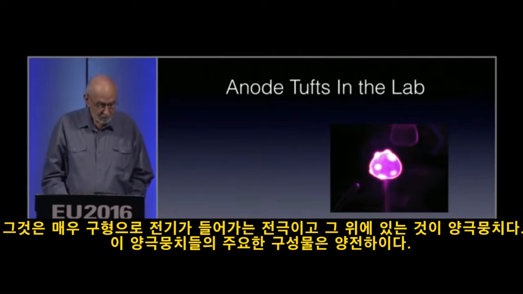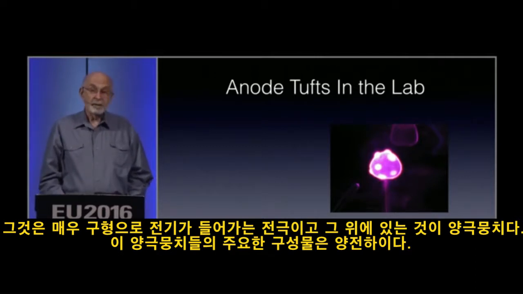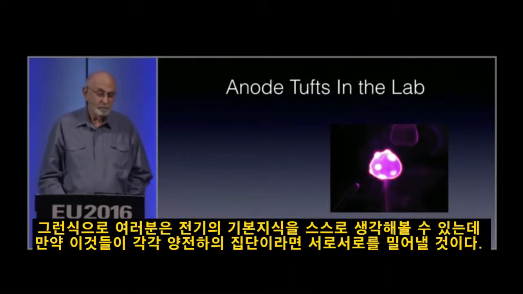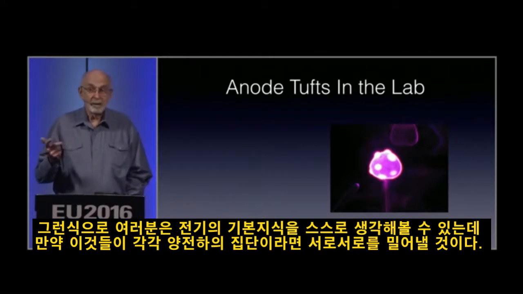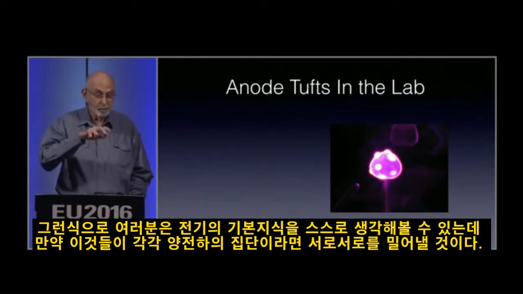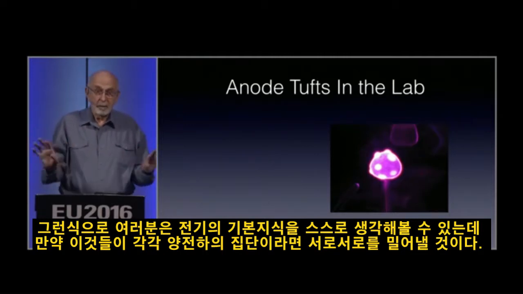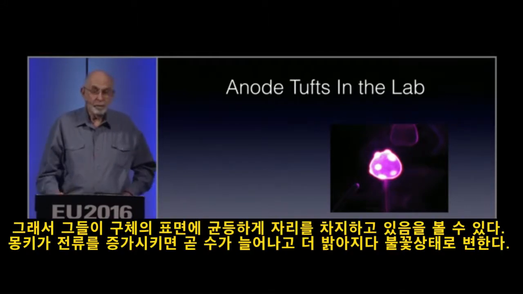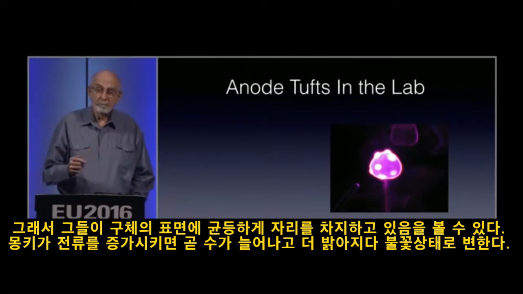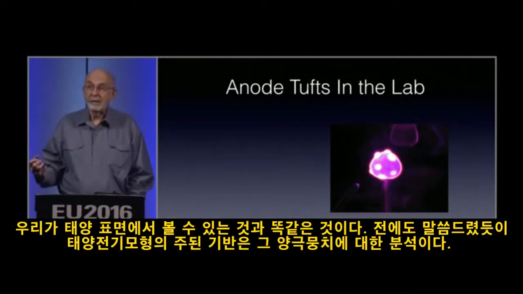And so the major property of these anode tufts is that they're made up of positive charges. And as such, you can think to yourself, just basic knowledge of electricity, if those things are each one a group of positive charges, then they don't like each other. They're going to be repelling each other. And so you see they're quite evenly spaced over the surface of the sphere. And as you'll see in a minute, when Monty increases the current, he increases the number of tufts and he increases the brightness of the tufts, and finally they turn into something in the arc mode, just like we see on the surface of the sun.